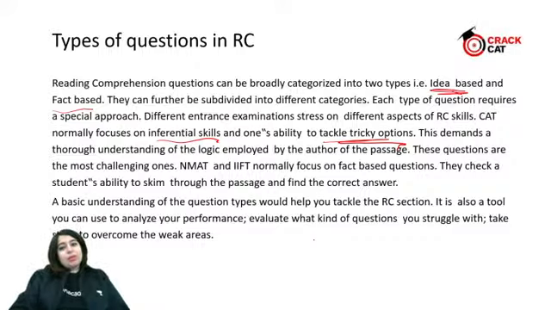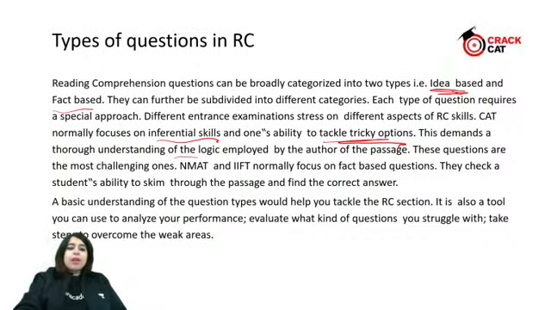Along with that, we are met with option traps. These are the two things that we are really looking forward to be able to work on, and to be able to encounter, and to be able to easily eliminate incorrect options. Just like I said a while ago, these kind of questions usually demand a thorough understanding, a detailed understanding of the logic employed by the author of the subject of the passage, and these questions are the most challenging ones, right?